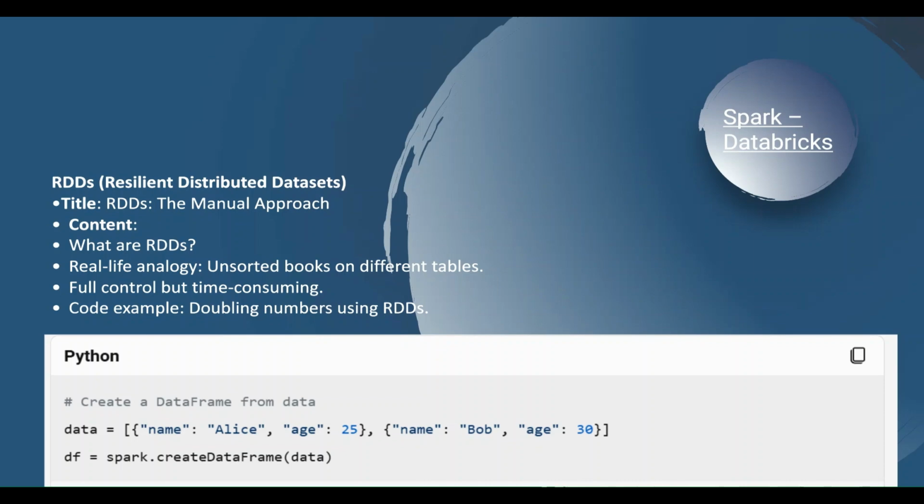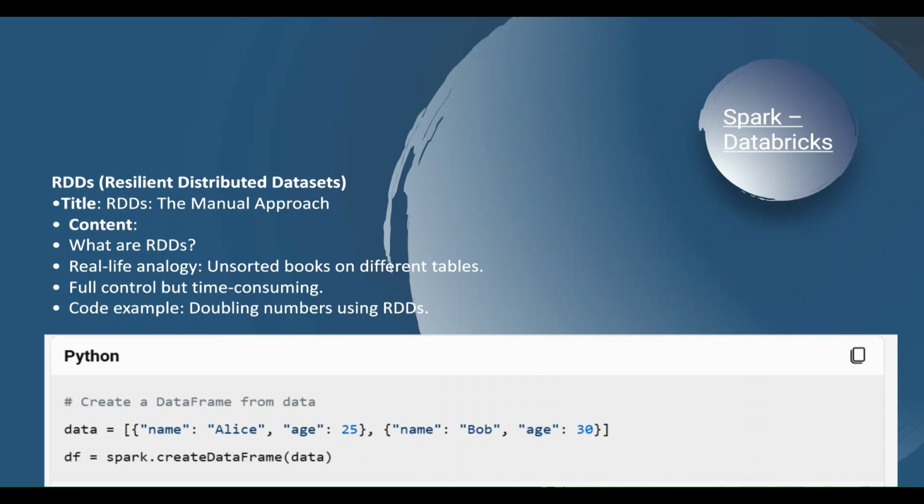Suppose in the library a lot of books are spread out and you want to search for a specific topic. You can take the books and arrange them, so you have full control. Similarly, RDDs give you full control. You can map, filter, and transform as you like. But because you handle the logic, it can be slower or more complex if not managed carefully.